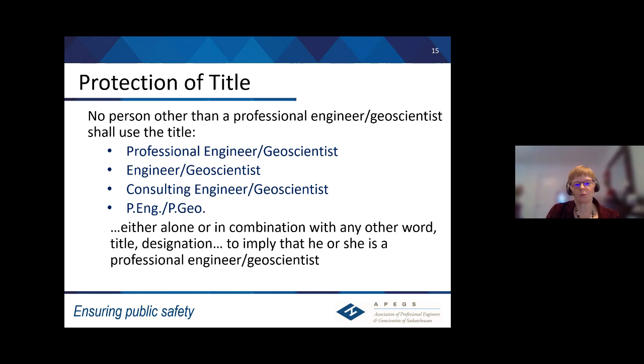In addition to the Act providing for the right to practice, it also provides for the protection of the title. And what that means is that nobody can use the title of professional engineer or professional geoscientist or any of these other terms listed here, either alone or in combination with any other word, to suggest that they are a professional in Saskatchewan. So not only is it the right to practice, but it is also the right to use these titles. You cannot use any of these titles until you're licensed.